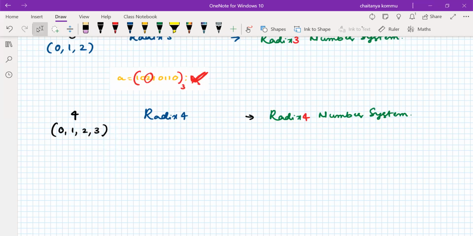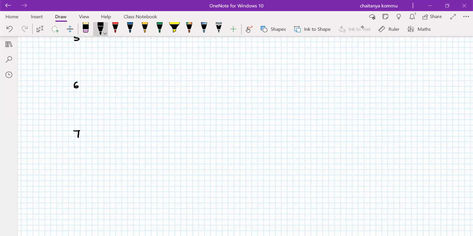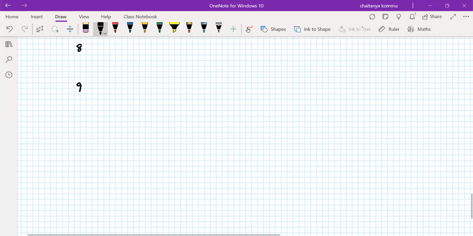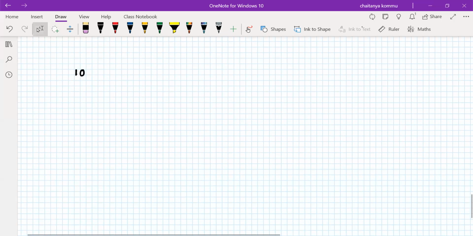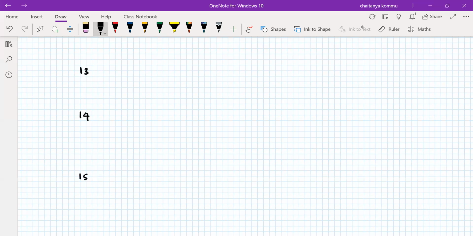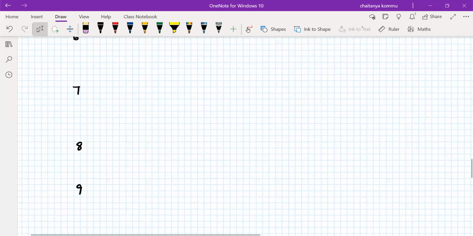But usual practice, we don't want to do all those things. Radix 5 is there, so we can use 5 digits. We can use 6, we can use 7 digits, 8 digits, 9 digits, 10 digits, 11 digits, 12, 13 digits, 14 digits, 15 digits, and 16 digits also, I can use. Like this, n number, I can do it.